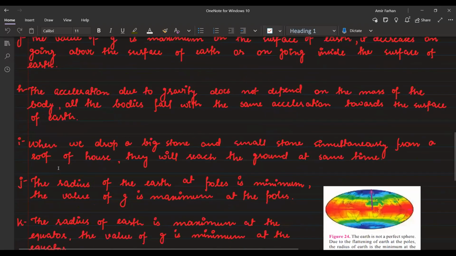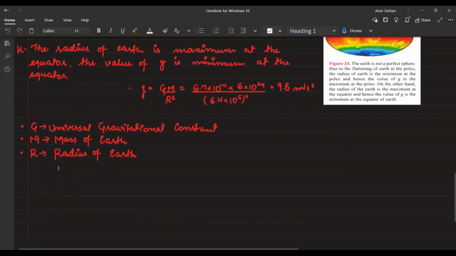Okay, so what we were doing in the last class, we were doing the acceleration due to gravity, right? So let's wait for one or two minutes. Please do the revision of the acceleration due to gravity. In this class, I'm going to derive the acceleration due to gravity formula, that is g equals GM by R square, right?